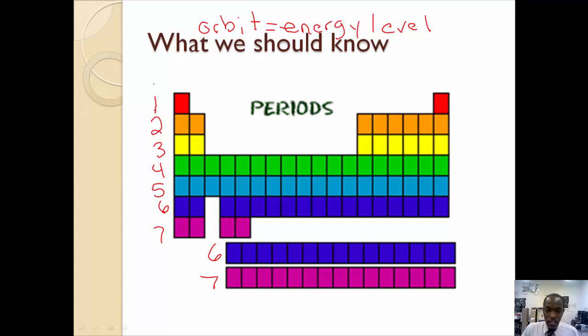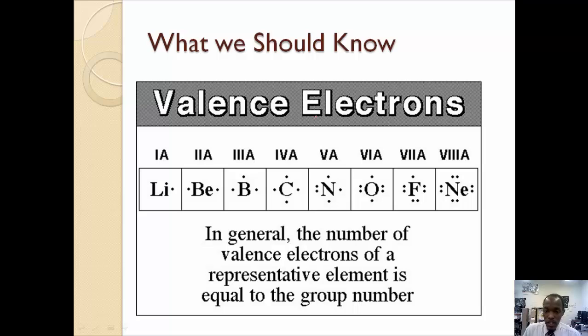All right, so we're arranged in periods, we're arranged in groups or families, and they each tell us something different. Remember, groups tell us the number of valence electrons, and periods tell us the number of energy levels. And we should lastly know valence electrons. Now, valence electrons are the electrons on the last energy level. These are the valence electrons. So however many levels the element has, the electrons on the last energy level are the valence electrons.